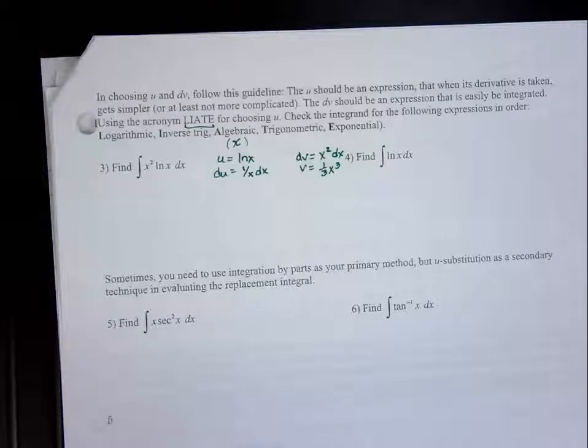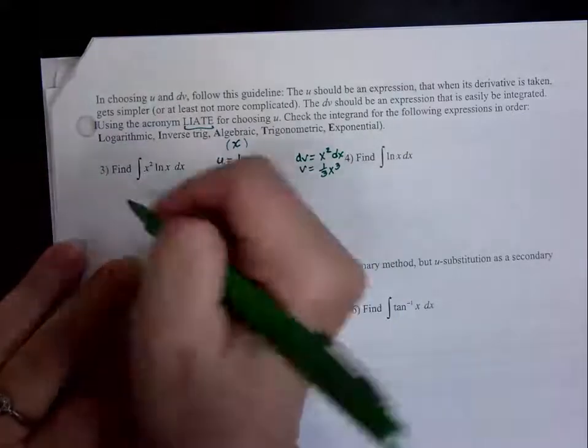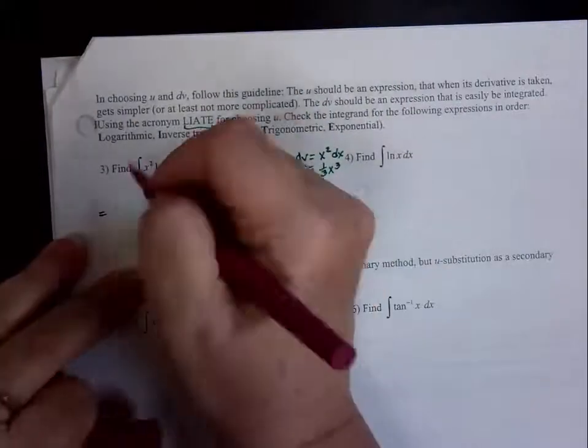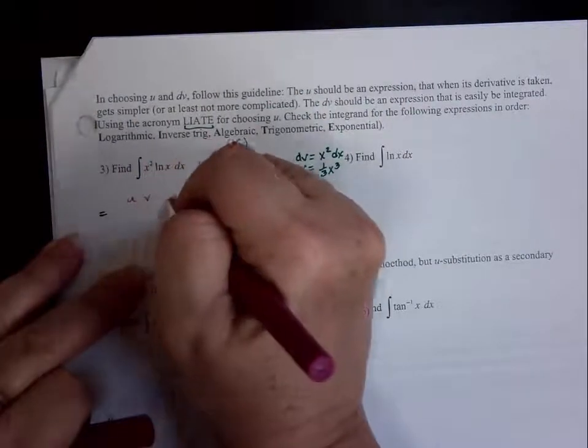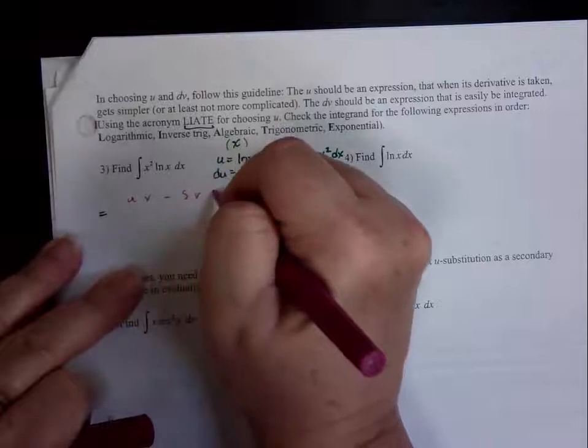Yes, ma'am? So du is the derivative and v is the antiderivative? Yes. So down the u column you're taking derivatives. Down the v column you're taking antiderivatives. Okay? Are we good with that? All right. Now we're going to use our little saying, ultraviolet voodoo, to write down what this is going to be. So this is going to equal, and I'm going to write it above it, uv minus the integral of v du. Ultraviolet voodoo.